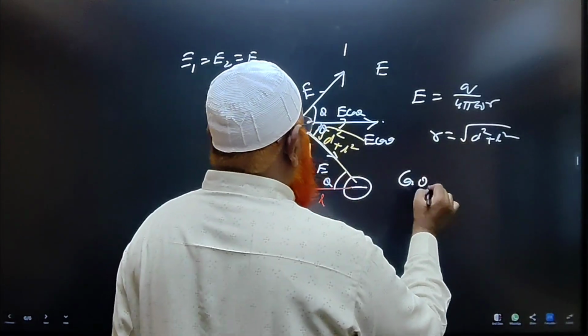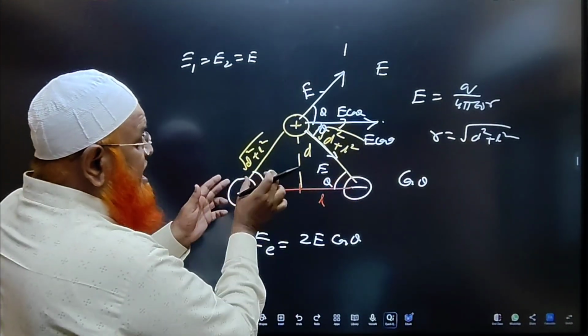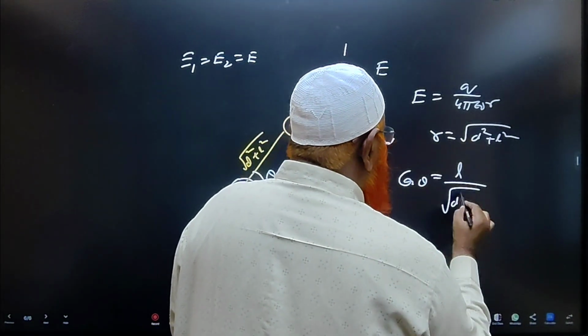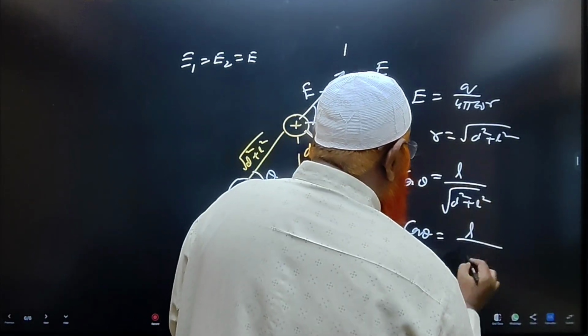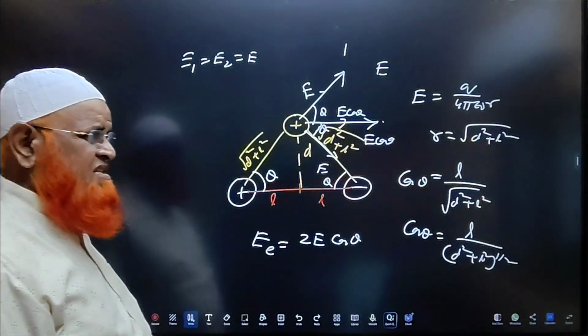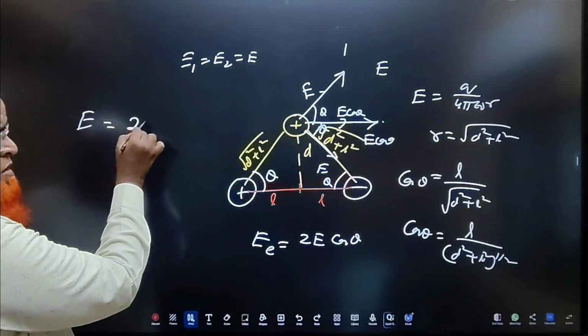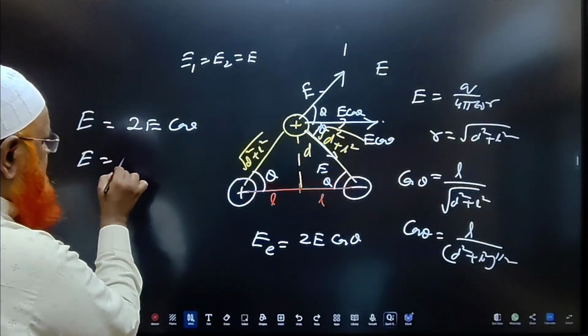And what is cos theta here? Cos theta, if you consider here or here, anywhere you can take adjacent side by hypotenuse, which is nothing but l by square root of d square plus l square. This can also be written as cos theta equals l by (d square plus l square) whole power 1 by 2, instead of square root, isn't it? Now E is nothing but 2E cos theta.